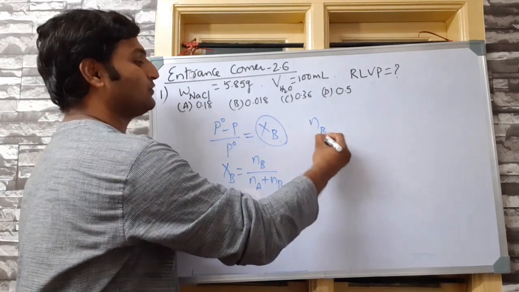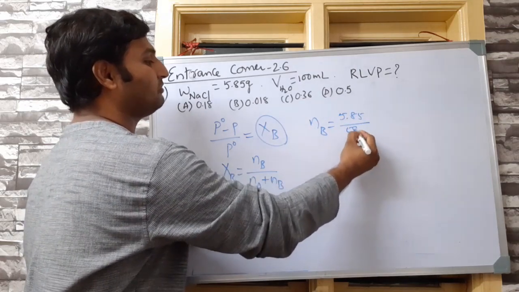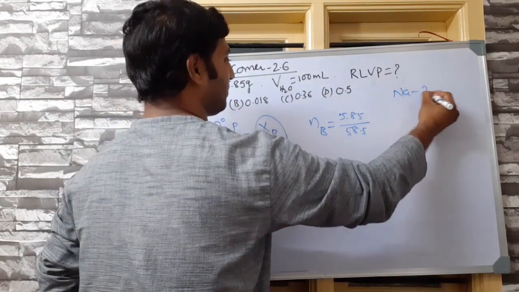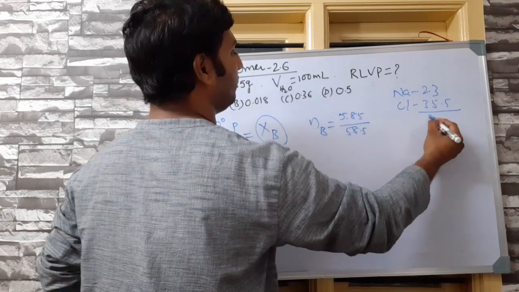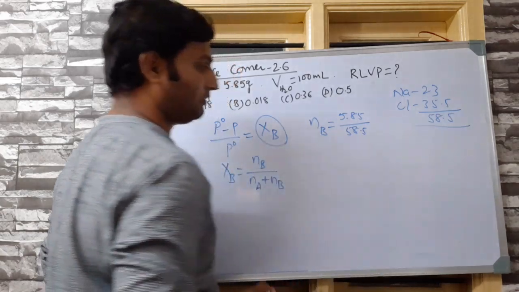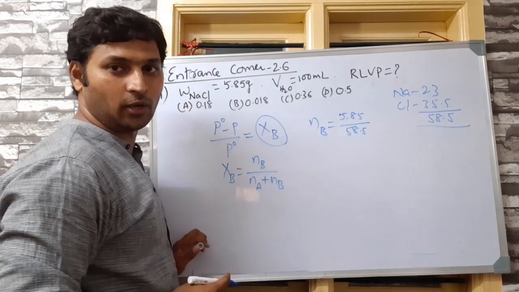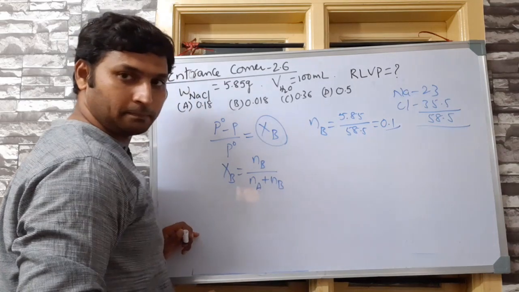So number of moles of solute Nb is equal to 5.85 divided by 58.5, because in sodium chloride, sodium atomic mass is 23, chlorine atomic mass is 35.5. If you add, you will get total 58.5. Now number of moles is nothing but given weight divided by gram molecular weight, right? So 5.85 by 58.5 comes out to be 0.1.